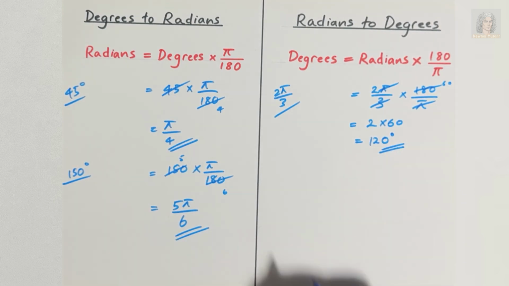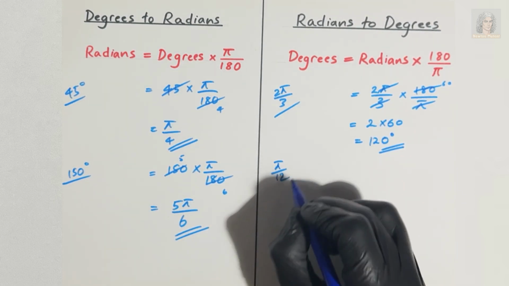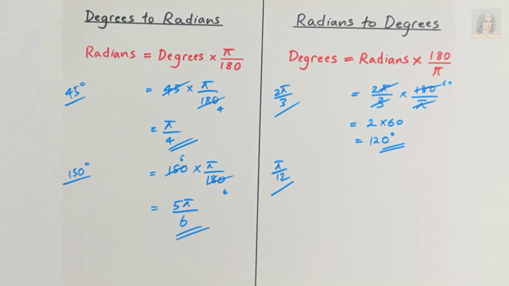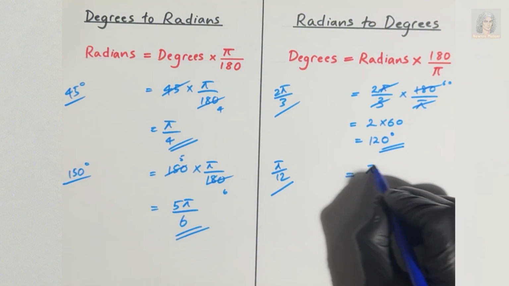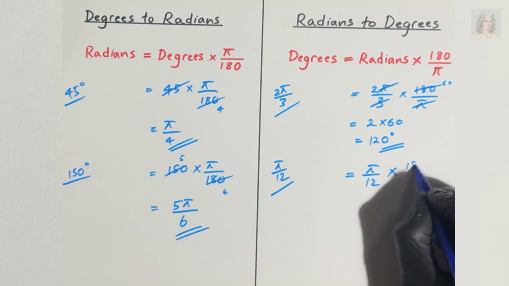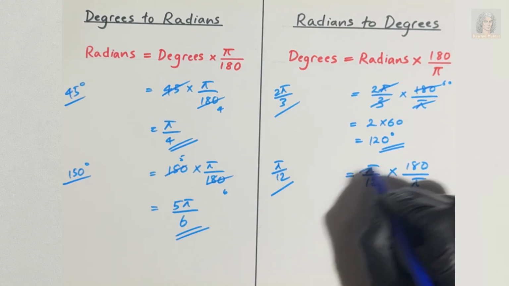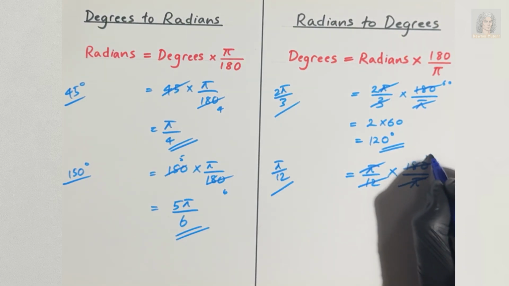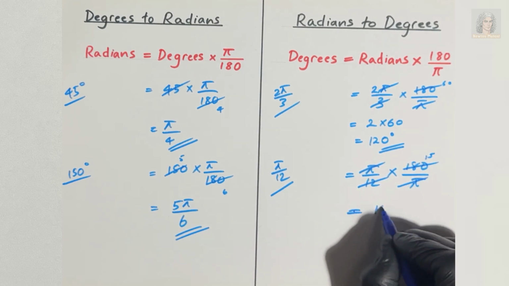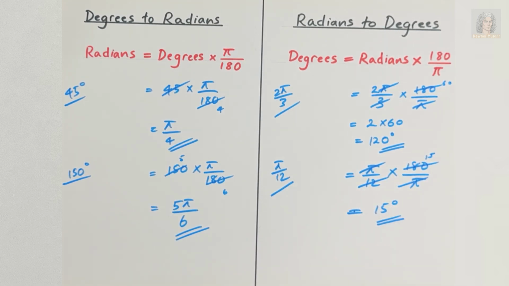Now, let's convert pi over 12 radians into degrees. Pi over 12 times 180 divided by pi. Pi cancels off, and there are 15 12s in 180. We have our answer, 15 degrees.